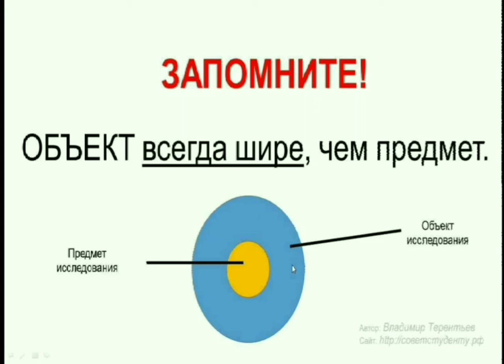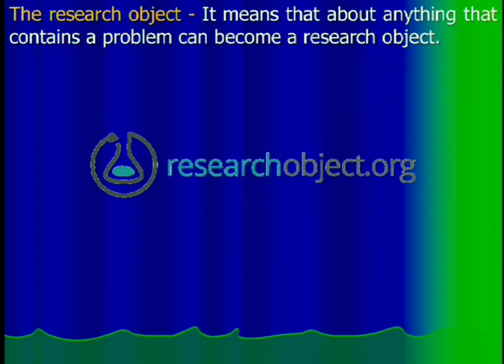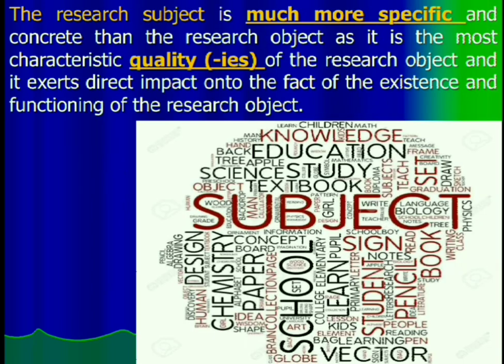What do you want to research? What do you want to conduct? If phraseological units, that will be the subject of your research paper. And if you want to identify some kind of features of these phraseological units, it's going to be the object of your research. The research object means that anything that contains a problem can become a research object. The subject is much more specific and concrete than the research object, and it especially speaks about the quality of the object.